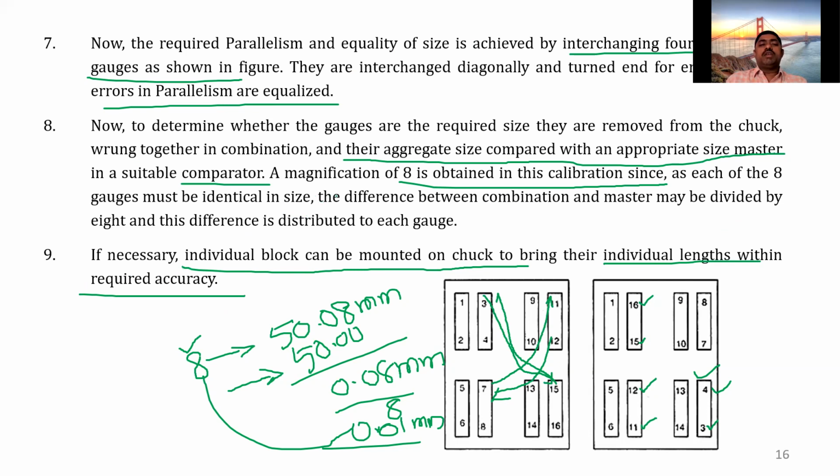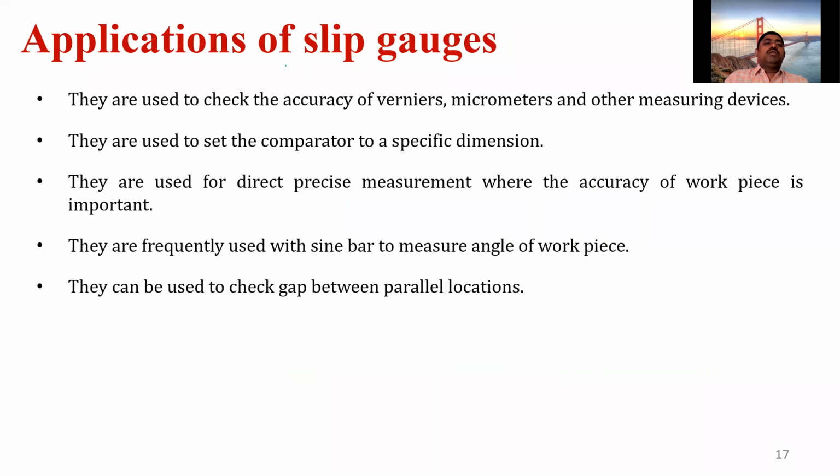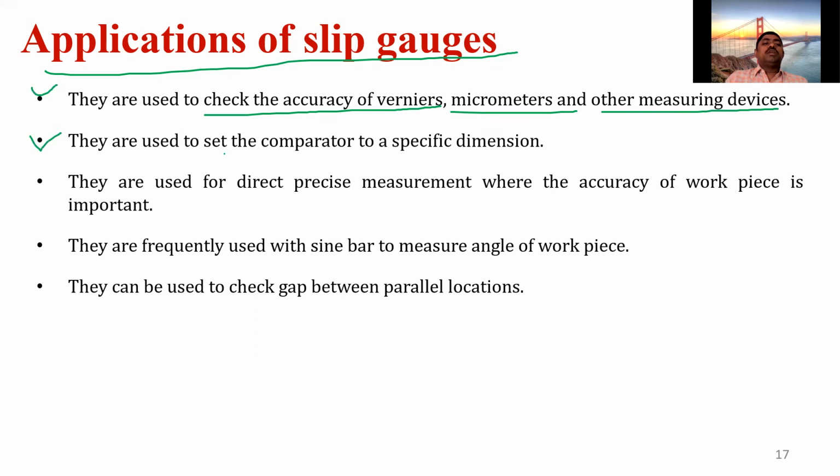And where can we use these slip gauges? Applications of slip gauges. These are used to check the accuracy of verniers, micrometers, and other measuring devices. And also you can use these slip gauges to set the comparator to a specific dimension. So we need to compare the dimensions of the component with the standard dimension using the comparator.